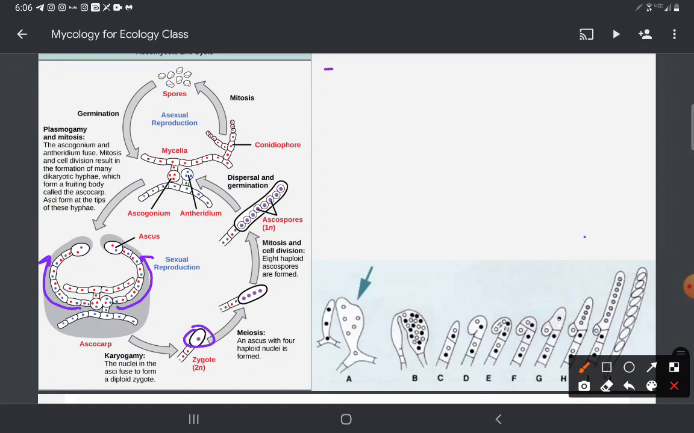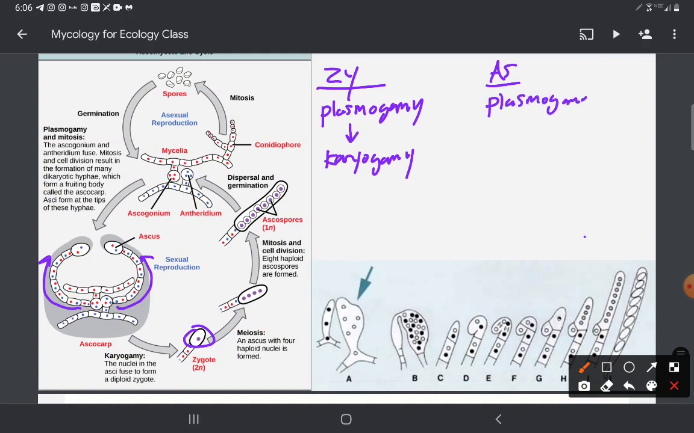Just to compare, in zygomycota, what we did was we went through plasmogamy, and then we went straight into karyogamy. Whereas here with the ascomycota, we went into plasmogamy, and by the way, after that was the sporangium. This time we made the ascus first. So we grew the reproductive structure first, and then we're going to go through karyogamy. So it's just a slightly different process.